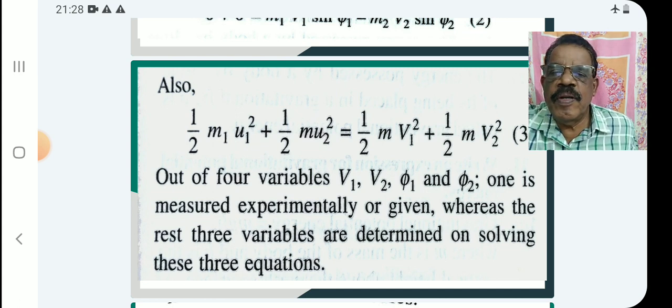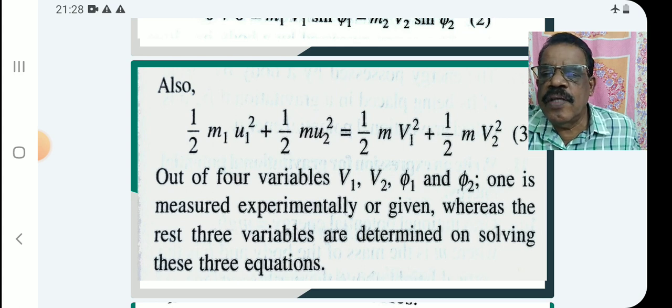Out of 4 variables, v1, v2, phi1, phi2, one is measured experimentally or given, whereas the rest 3 variables are determined on solving these 3 equations.